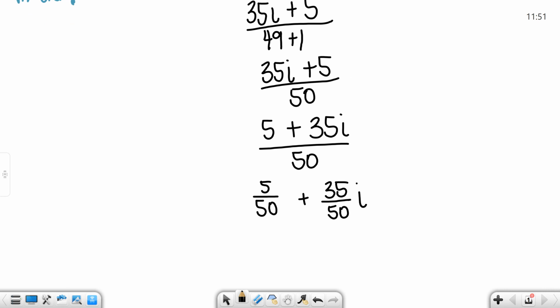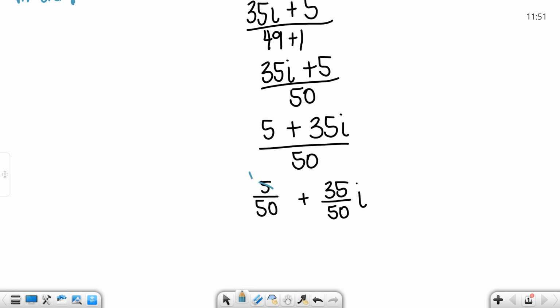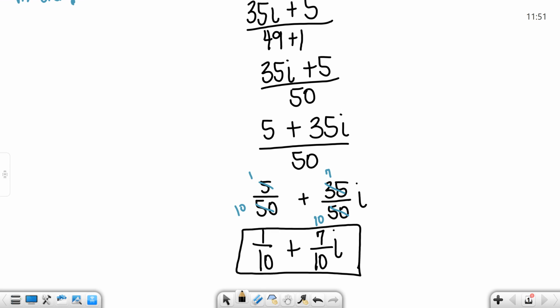And again, we still are not finished because each of those fractions can be simplified. I know that 5 goes into itself once, into 50 10 times. And I know that 5 goes into 35 7 times and into 50 10 times. So we end up with 1/10 plus 7 over 10i. This is the answer that my math lab is expecting you to give. It is both simplified and it is in standard form.